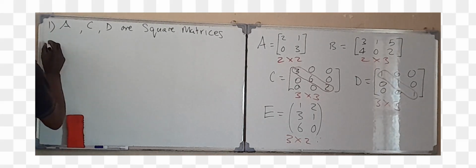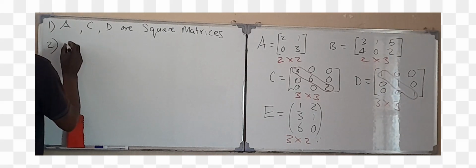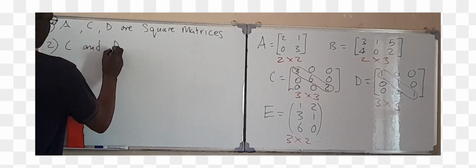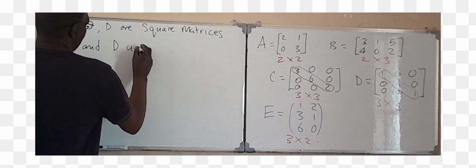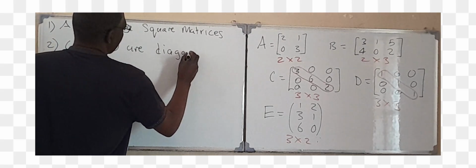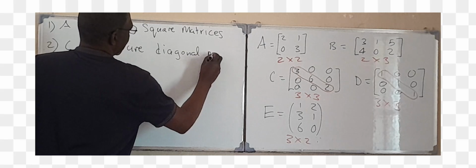So number 2, another description. C and D are diagonal matrices.